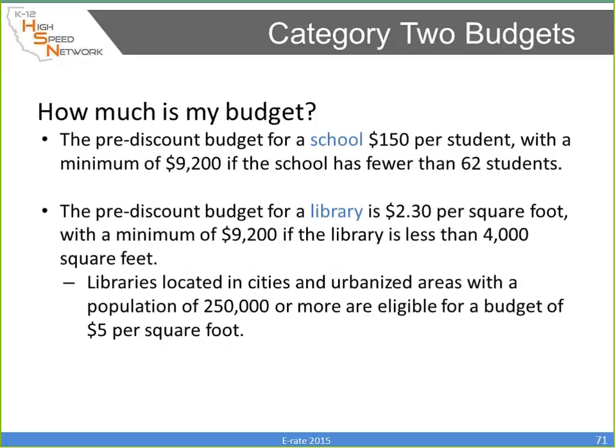How much is that budget, that little piece of the pie? For school sites, it's based on your total enrollment. You get $150 per student with a minimum of $9,200, if you happen to have fewer than 62 students. That's a pre-discount budget. Libraries, pre-discount, $2.30 per square foot, minimum of $9,200. However, libraries get a bump if they happen to be in an urbanized area of population more than 250,000, then they're at $5 a square foot. They're serving a denser population.